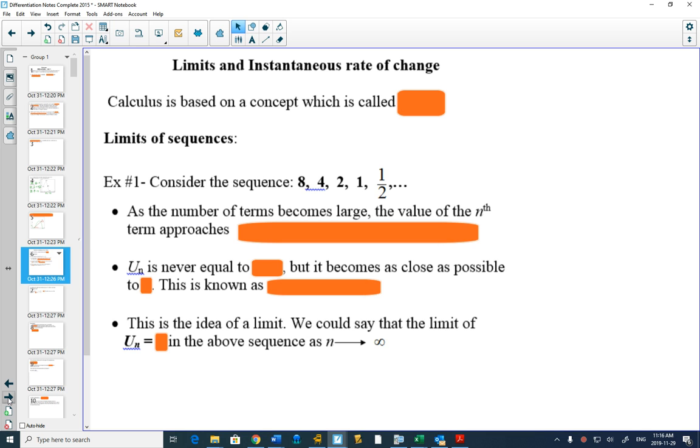Now, calculus is based on a concept of a limit, and you have already seen some limits, or the idea of a limit, if you go back to geometric sequences. So for example, if I start 16 paces away from the wall, or 16 tiles away from the wall, and I always walk half the distance that I am away from the wall, it's going to show up with this sequence right here.